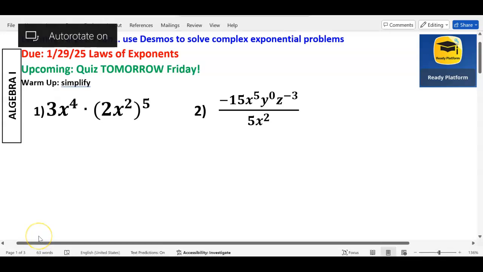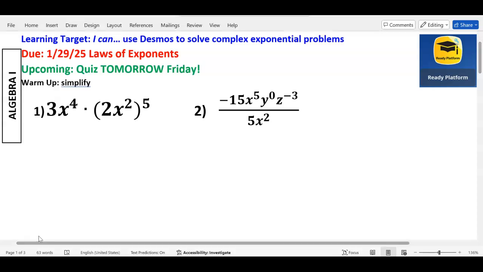There we go. Yesterday, we were working on the laws of exponents assignment. Looks like this. Make sure you turn that in. We're going to have a quiz tomorrow over laws of exponents like this. But you tell me, does this look difficult? Was yesterday difficult? Kind of confusing?